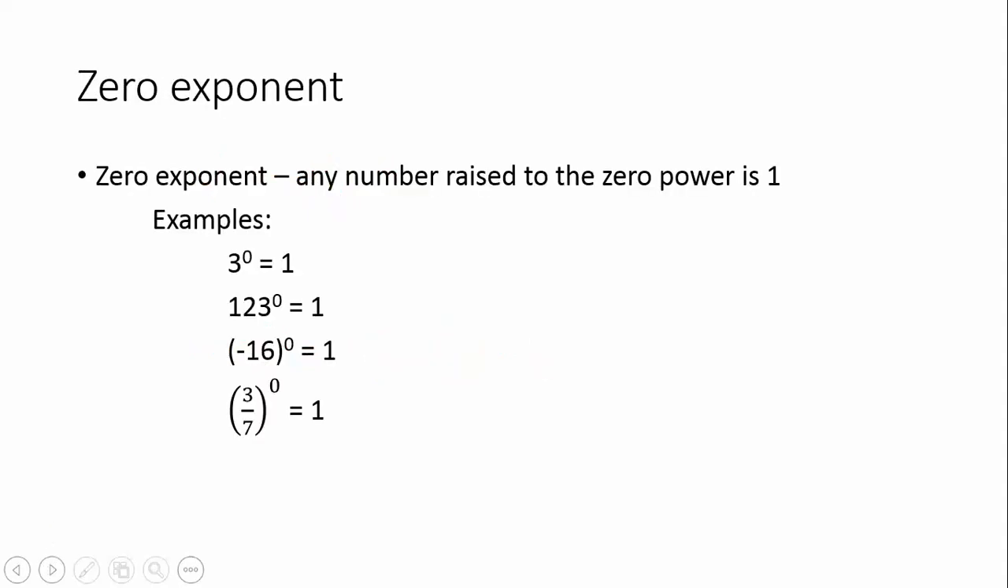So let's talk about the 0 exponent first. The rule for the 0 exponent states that any number raised to the 0 power is 1. So for example, 3 to the 0 would be 1. 123 to the 0 power is also 1. Same with negative numbers and fractions. -16 to the 0 power is 1, and 3/7 to the 0 power is also 1. This is a rule you will need to remember, that any number, or product of numbers, raised to the 0 power is 1.